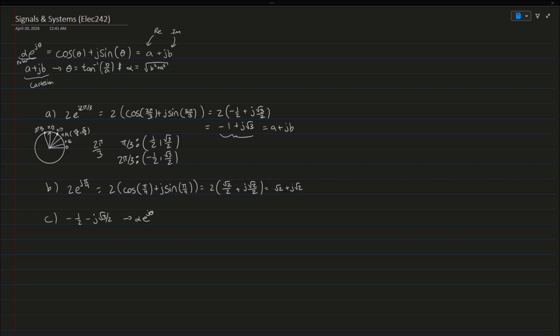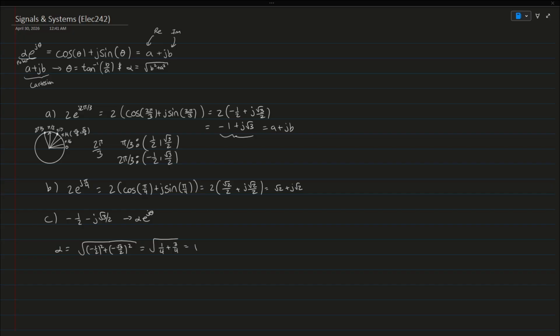The first step is to calculate alpha, which we know to be the square root of a squared plus b squared, which is the square root of negative 1 over 2 squared plus root 3 over 2 squared. This is going to equal the root of 1 over 4 plus 3 over 4, which is equal to 1.